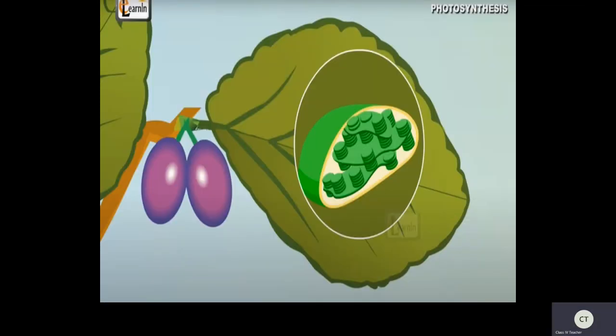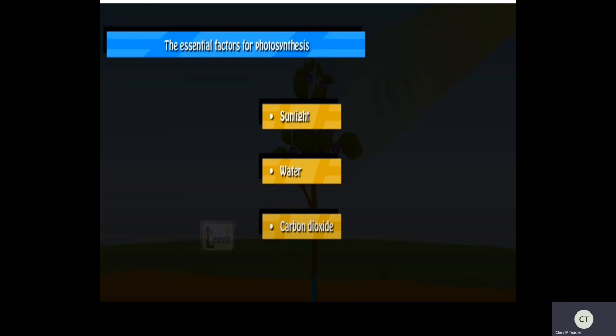Yes, this is the chlorophyll pigment, which is green in color. That is why leaves are green in color. So what are the essential factors for preparing the food? First, the main energy, sunlight, then water and carbon dioxide, and nutrients also. Okay, children, now have you understood how plants prepare their food?